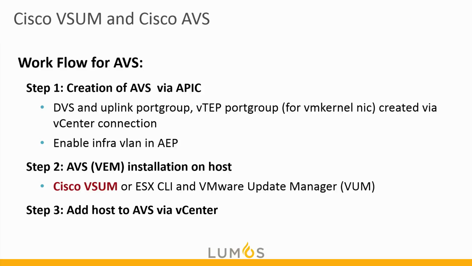The workflow for the AVS would be to create the AVS configuration via the APIC. So create the DVS and the uplink port group. The VTEP port group is another port group, and you can read through the documentation for what you need for the VM kernel NIC. You don't necessarily have to migrate VMK0, but you do have to create a VMK, a VM kernel interface, on each ESXi host and assign that to the AVS, just like you had to do with Nexus 1KV VMs if you've ever worked with those.